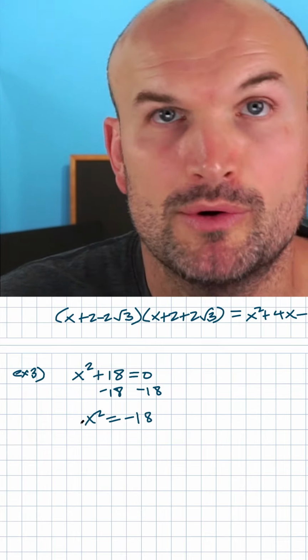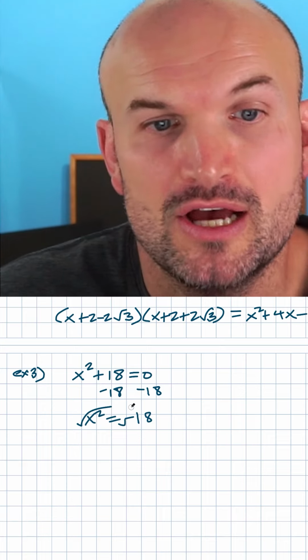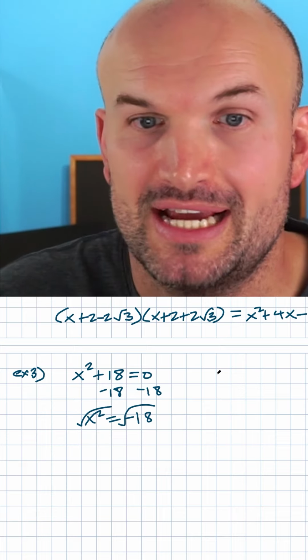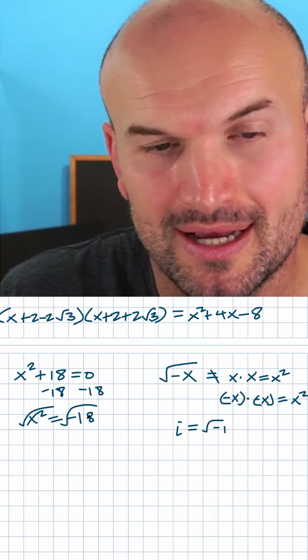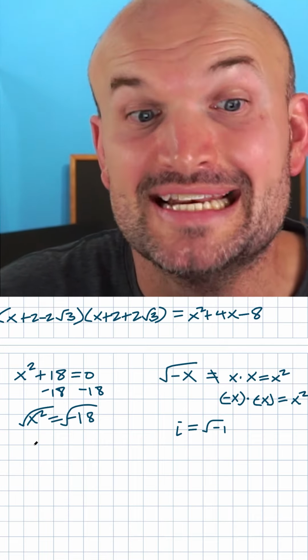When we take the square root to isolate our x on both sides, we recognize we cannot take the square root of a negative number. So now what I can simply do is I can think of this negative as like a -1, and I can simplify the 18 as 9 times 2.